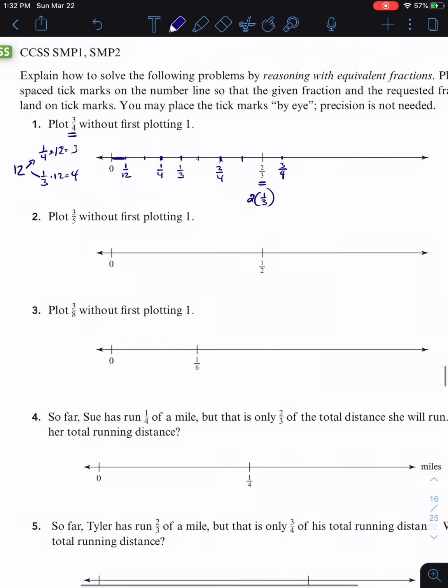So for number 2, 3/5, we're going to be looking at fifths and halves. And what's a nice number to split 1 into in order to be able to find a fifth and a half? Well, if we were using 1/10, then 1/5 of 10 pieces to fill the hole is going to be 2, and 1/2 of 10 is going to be 5. So if we use tenths, then we should be able to find both halves and fifths.